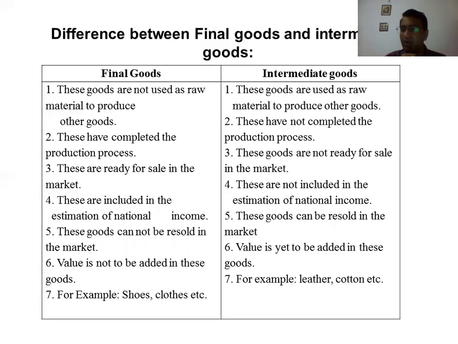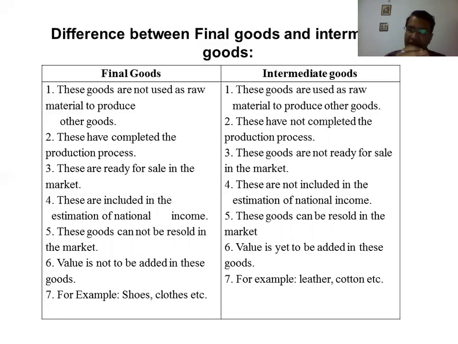But intermediate goods have not completed the production process. They are still within the production boundary line, but final goods have completed the process and crossed the boundary line. Final goods are ready for sale in the market, as I already told you. It means they have completed all the process, so they are ready for consumption or sale in the market. But intermediate goods are not ready for sale in the market.